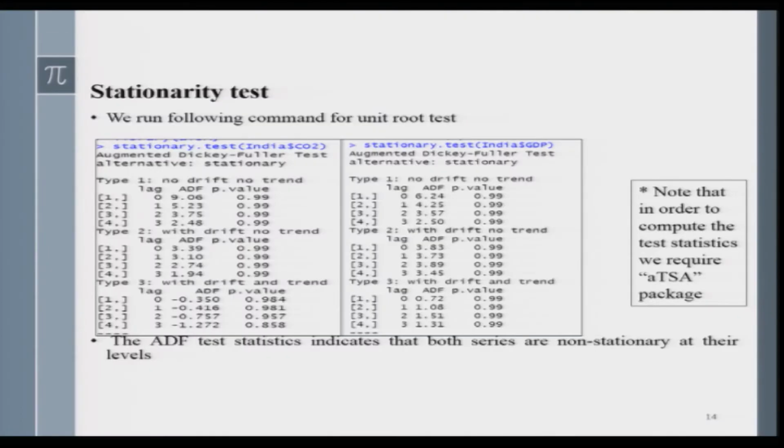Okay. So, now within bracket we are writing India dollar carbon dioxide and India dollar GDP. I hope you remember what I talked about. You have to first call the data, then put a dollar sign, and then call the variable. Now you have a look at the augmented Dickey-Fuller test statistic values for different lags and the corresponding p values. There are 3 different cases reported for each of the 2 variables. Case 1 is no drift, no trend, case 2 is with drift, no trend, and the third case is with drift and trend.